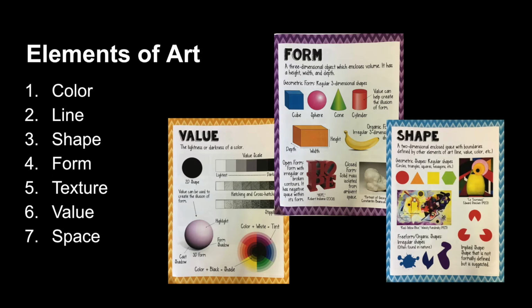So the most important thing we're going to learn are the elements of art, and we are going to practice these elements in every single project that we do. The 7 elements are color, line, shape, form, texture, value, and space. I'm going to give you a packet in the next couple weeks that's going to have worksheets to really help us practice these, so don't worry if you don't know what they mean yet.